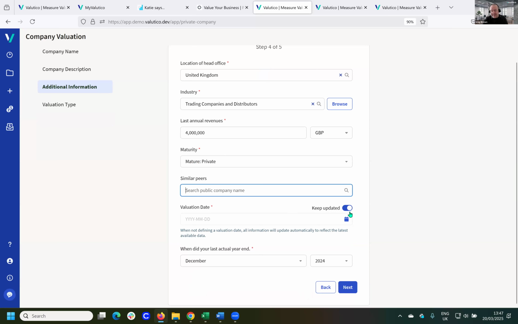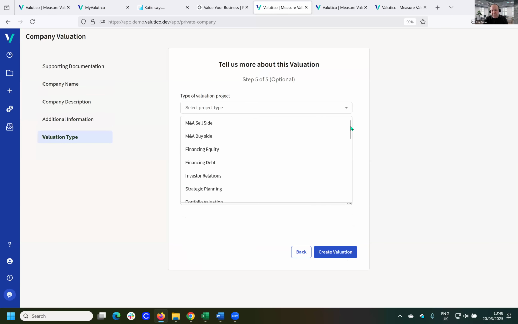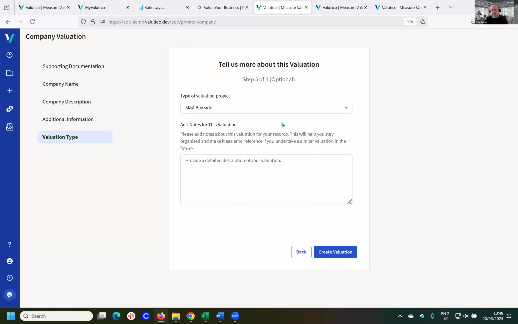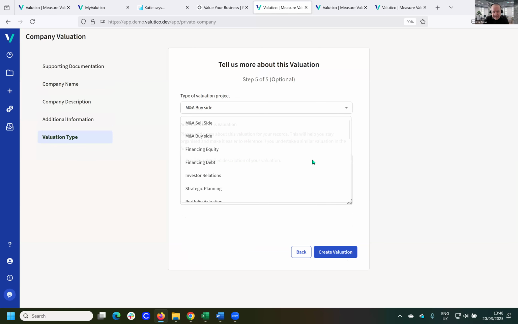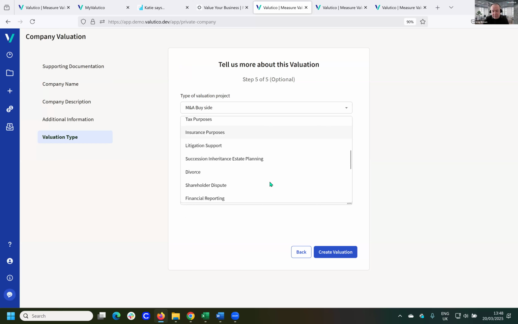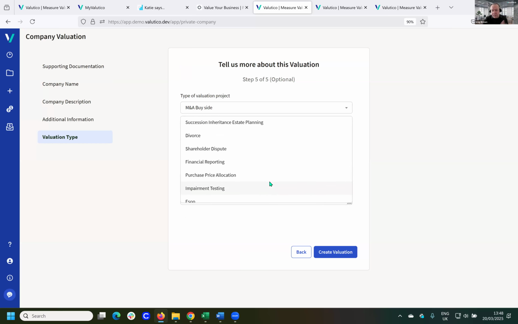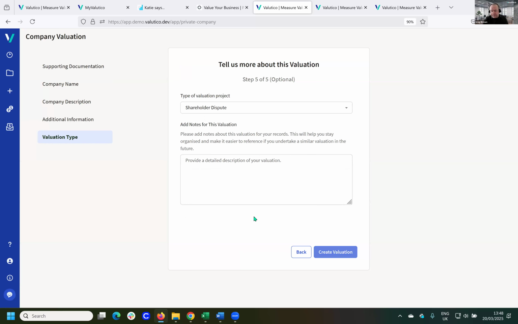Then you choose the valuation date. Valuations are not just about the present day; you can do backdated valuations. Last but not least, you'll pop in the year end. I think I've covered this a little bit earlier: these are all of the different types of valuations we can perform. So, a very comprehensive platform that will tackle most forms of valuation. To stay on topic for today, I'm going to do, let's say, a shareholder dispute. Maybe that might be a good one to do. So that's all we need, and away we go.